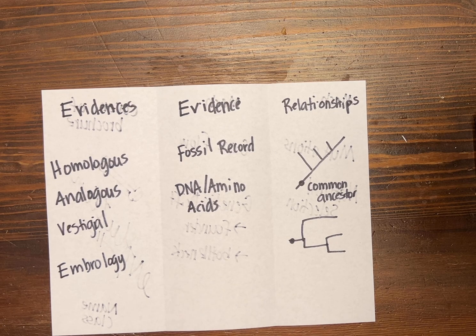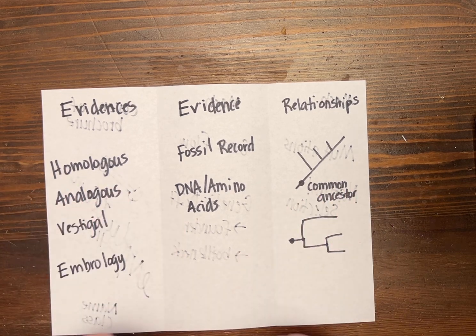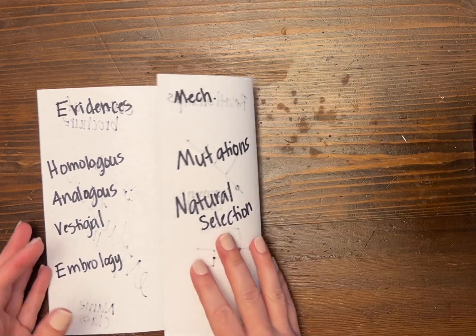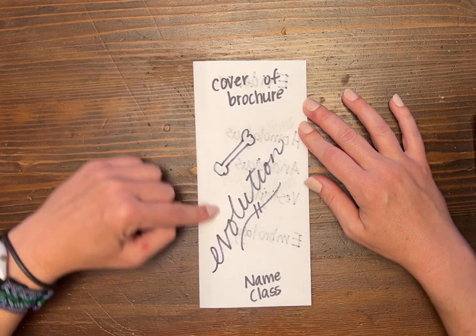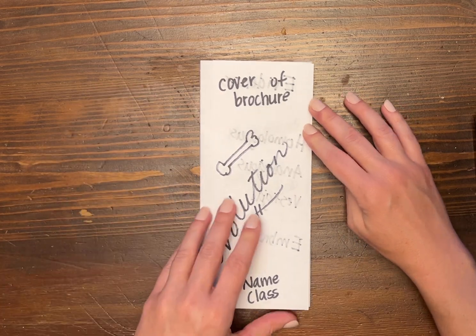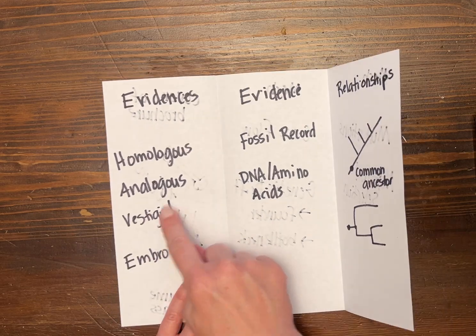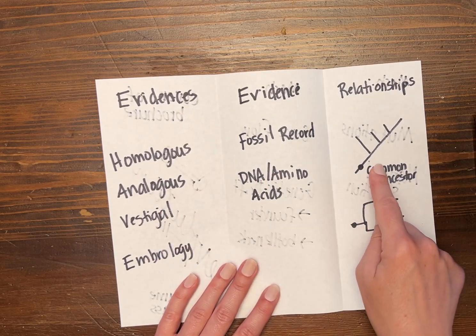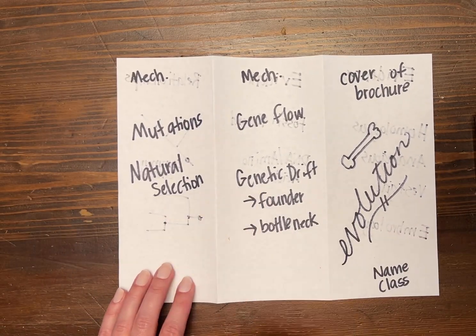But this is your basic brochure, okay? This is going to be kind of like your own cheat sheet for Wednesday. So again, just to review what we have, the front of our brochure, we're going to label evolution with our name. As we open it up, we're going to have evidences and relationships, and on the back, mechanisms.